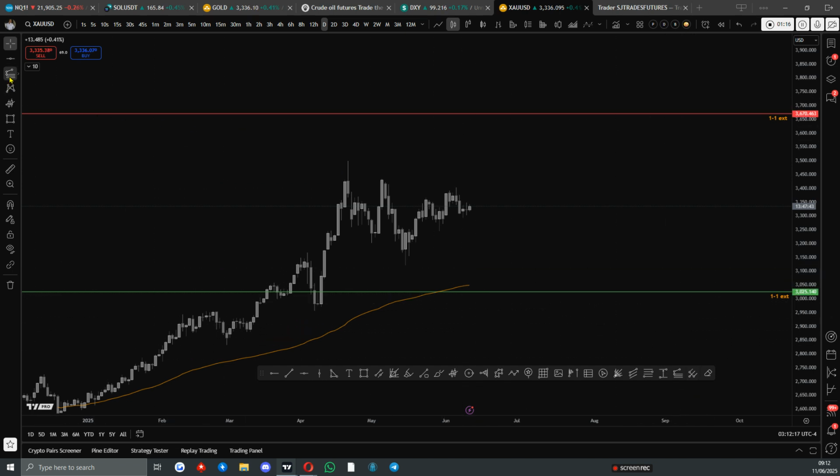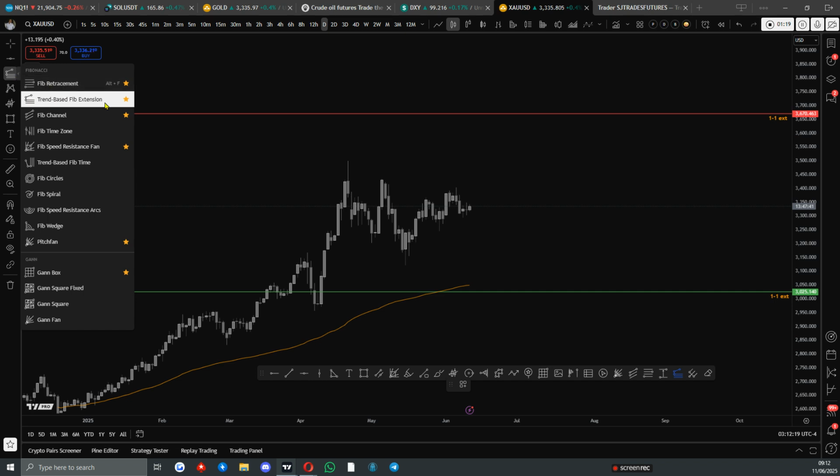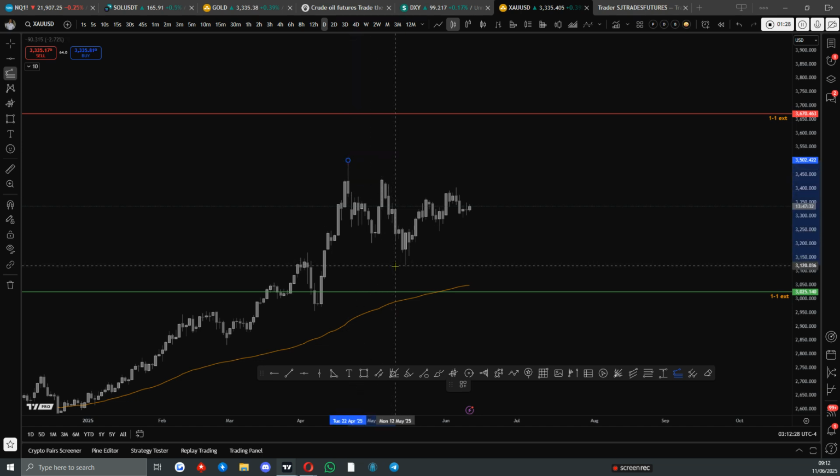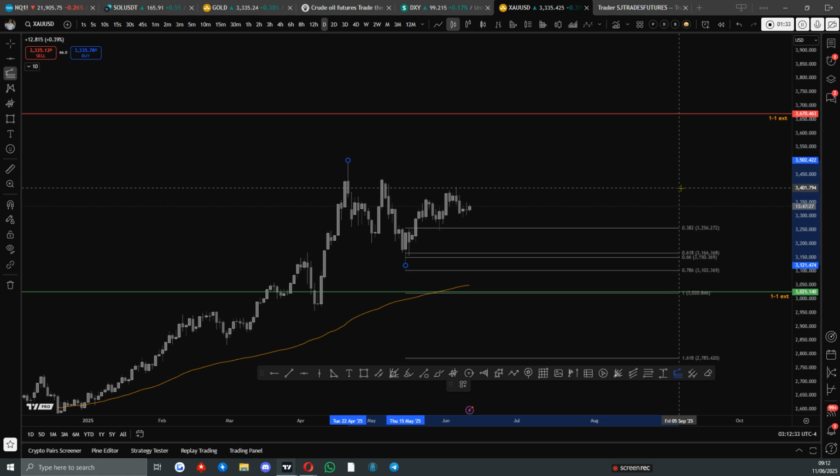Just in case you don't know, it's this tool here called the trend-based fib extension, where I take a pull from the all-time high down to this low here, and then come back up to this high up here. And that comes in, as you can see, at $3,020, which gives us the one-to-one extension. Also, the 1.618 gives us 2785. Don't worry, I'm not suggesting we're going down here, but these are just levels that this respects.